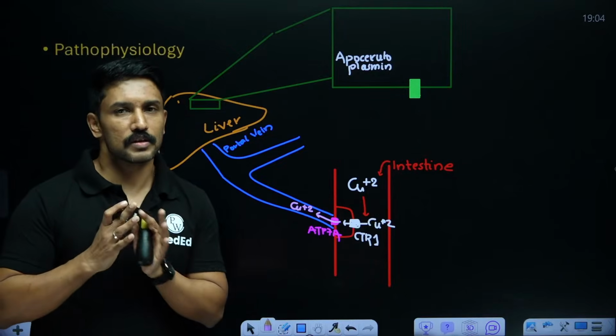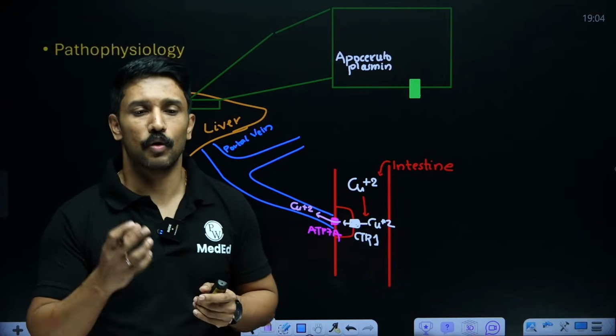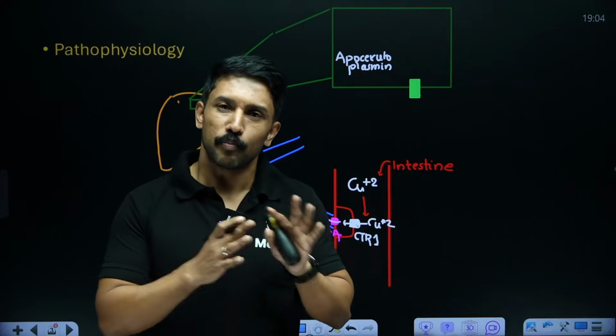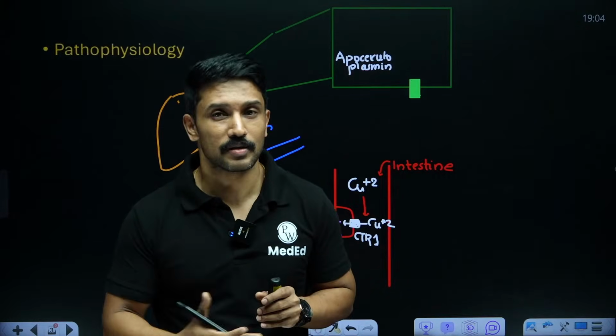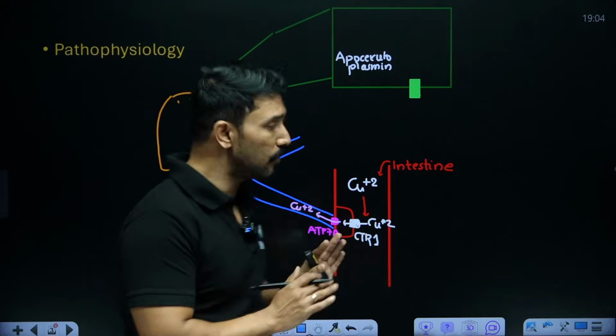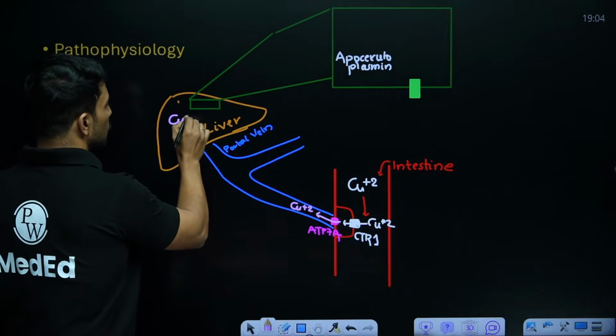Now what does the liver do with this copper? Copper is an important component of an enzyme called copper zinc superoxide dismutase 1, which plays an important role in handling oxidative stress. Apart from that, copper is a component of various other enzymes, so it is an essential component. So once copper comes to the liver, let us see what happens to this copper in the liver.